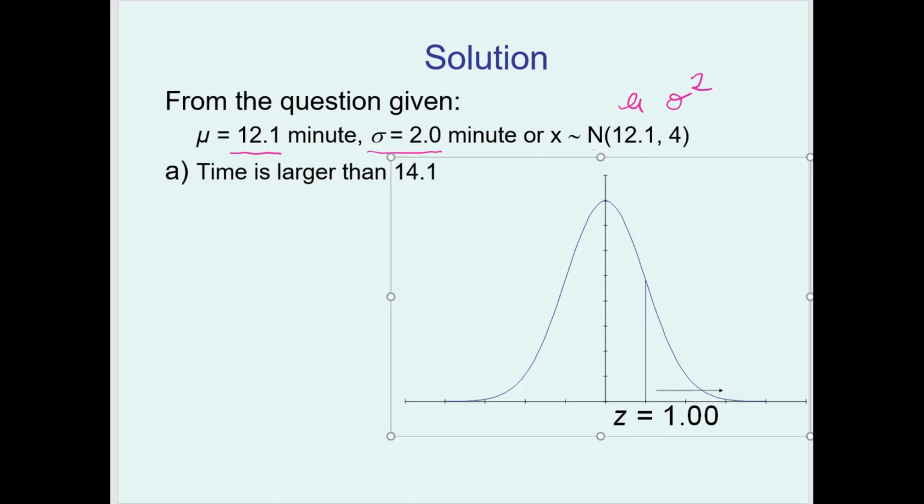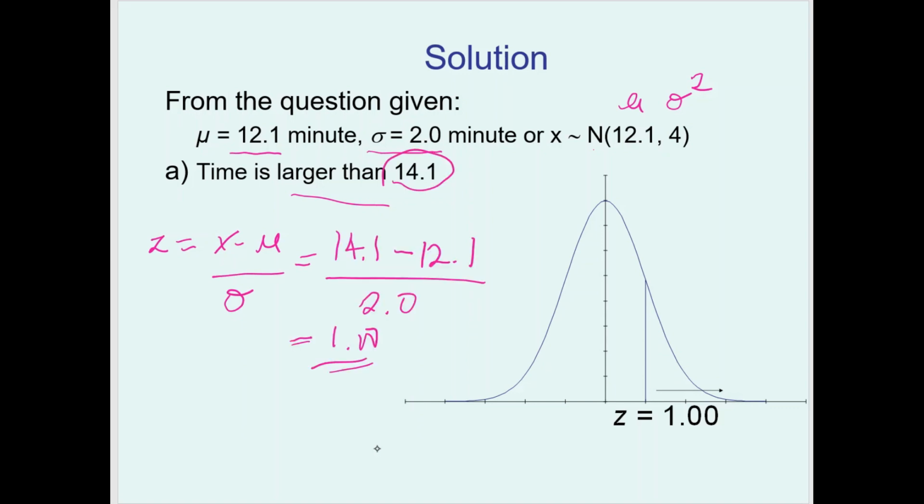Now they want you to calculate for time larger than 14.1. So again, we have z equals x minus mu divided by your standard deviation. What is your x? Given here is 14.1 minus 12.1, divided by your standard deviation, which is 2. So you should be getting 1 here. So it is larger than 1. This is what you'll be getting for time larger than 14.1.